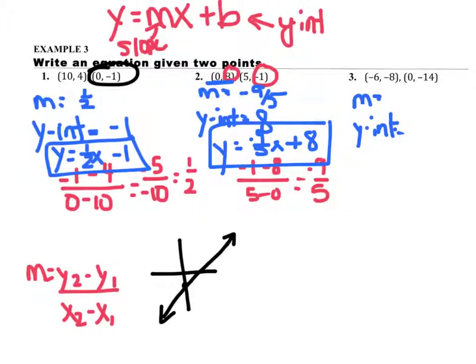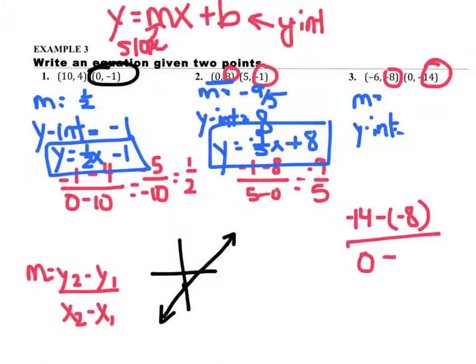All right, and our last one here, again, we're looking for the slope and the y-intercept. So let's find our slope first. Negative 14 minus negative 8, and that's going to be all over 0 minus 6. All right, so these become a plus. So I'm going to have a negative 6 all over 0 minus 6, which is negative 6. And negative 6 divided by negative 6 is positive 1. So my slope is going to be a positive 1.